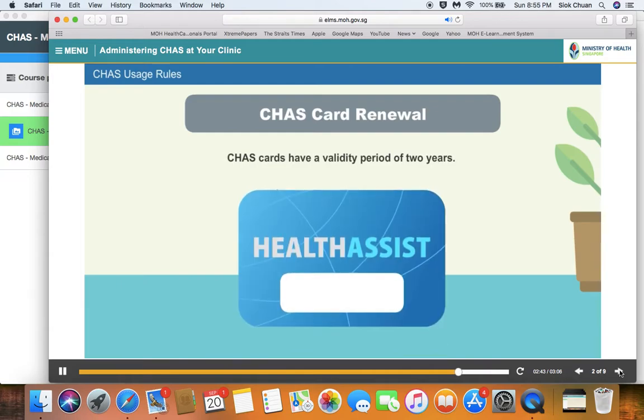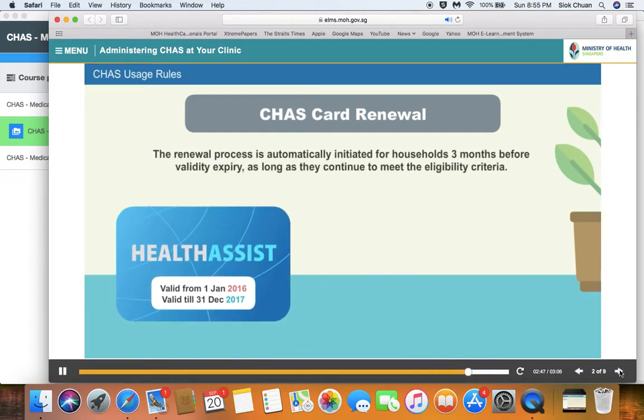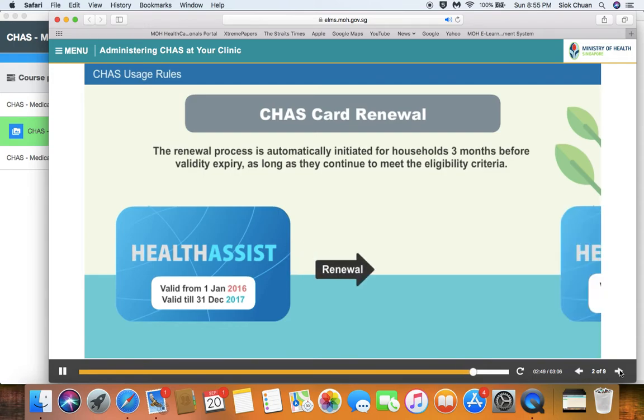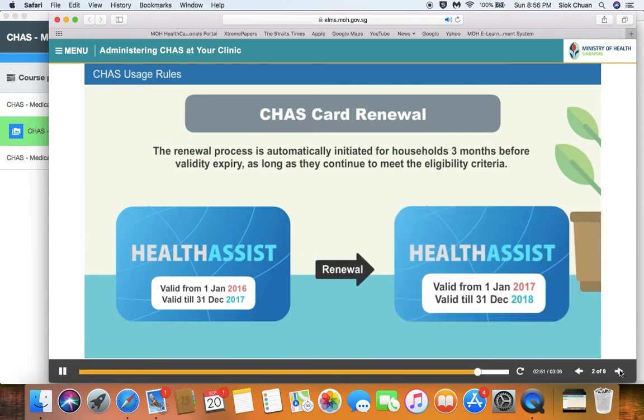CHAS cards have a validity period of 2 years. The renewal process is automatically initiated for households 3 months before validity expiry, as long as they continue to meet the eligibility criteria. For households that do not undergo automatic renewal, they will receive a letter inviting them to submit a renewal form.